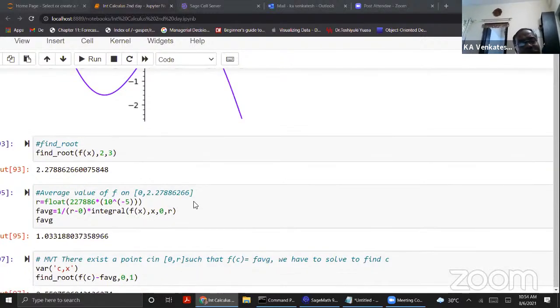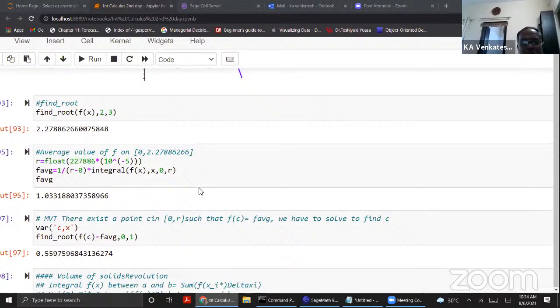All such problems can be solved, right? Now what is left is that we have to find c such that f of c equals f of average.